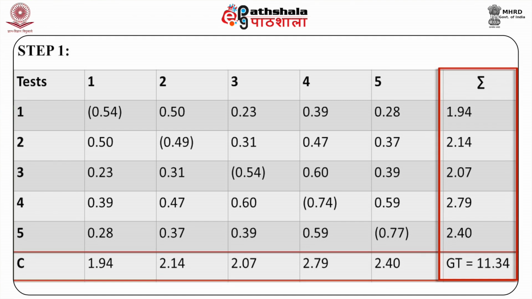The total of each of these correlations in the test is the same for the columns as well as the rows, and therefore the grand total is 11.34. One can also verify whether the test values have been calculated correctly by ensuring that the row sums and the column sums are both equal. Step 2.